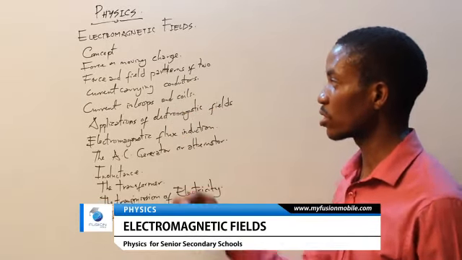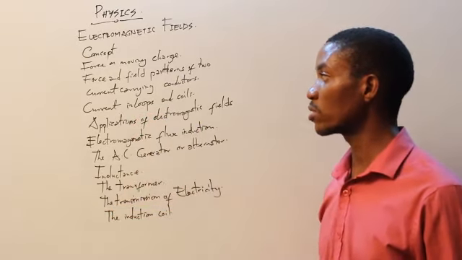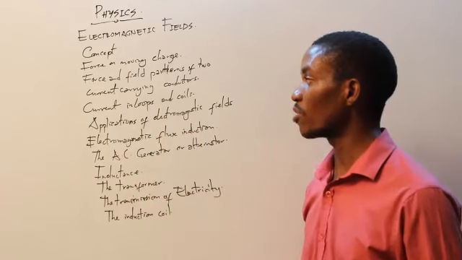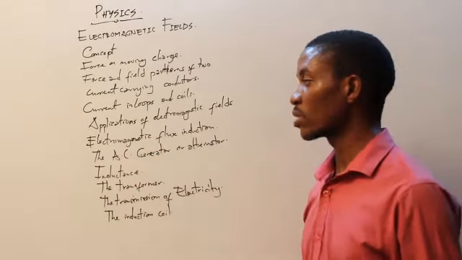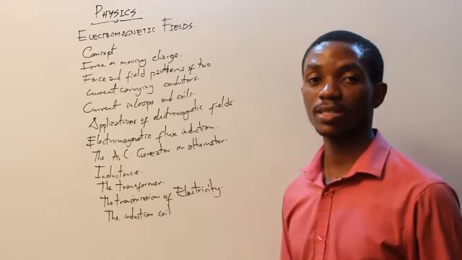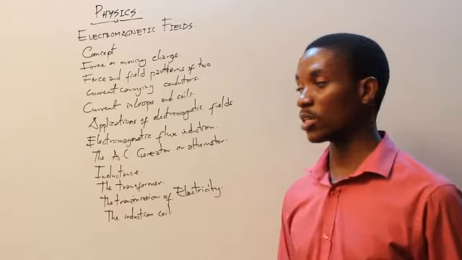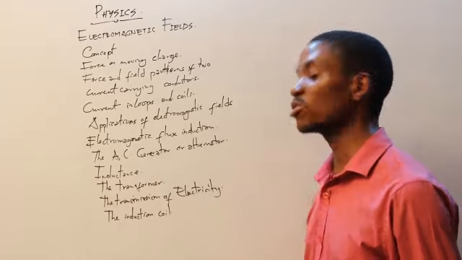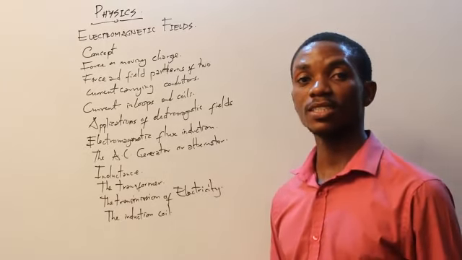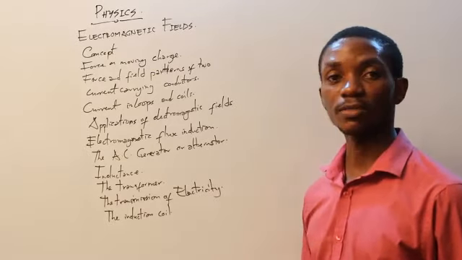Then we'll look at currents in loops and coils. Also, application of electromagnetic fields, electromagnetic flux in induction, that's the AC generators, that's the alternating current generators or alternator, then the inductance, and then the transformer, and then the transmission of electricity, and finally the induction coil. So let's begin.